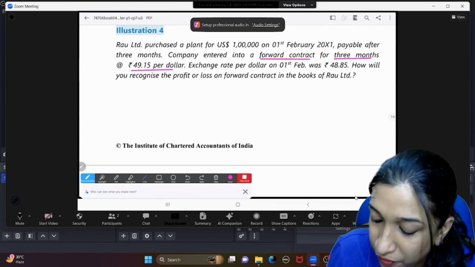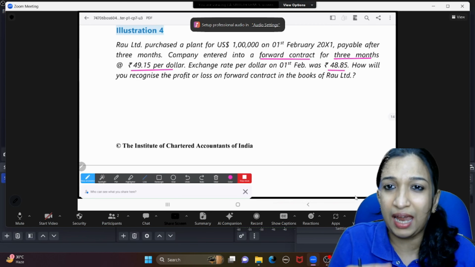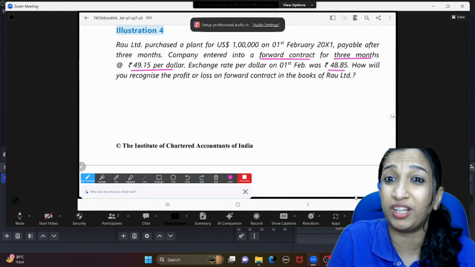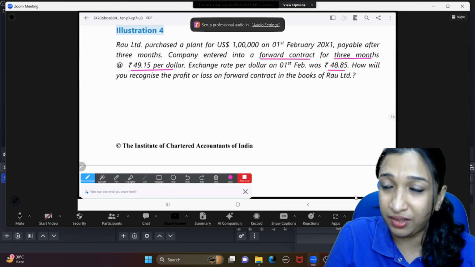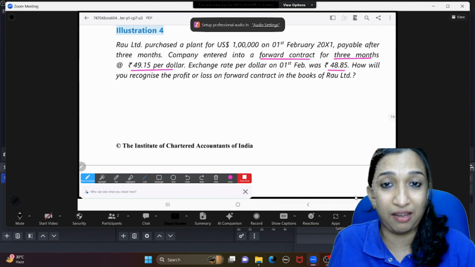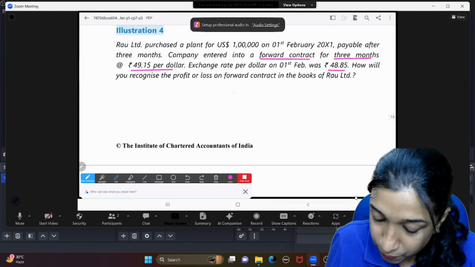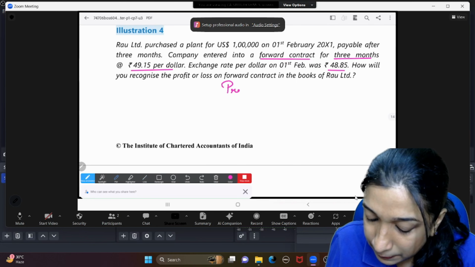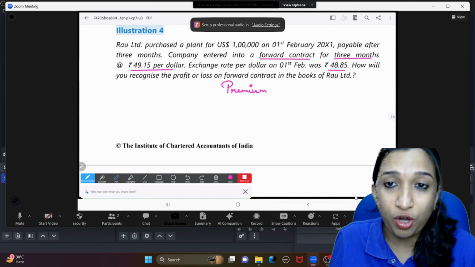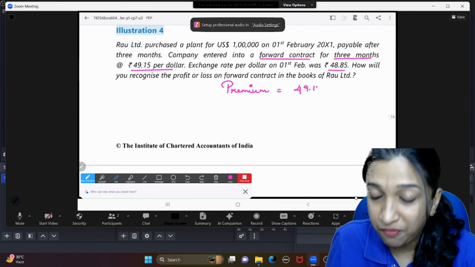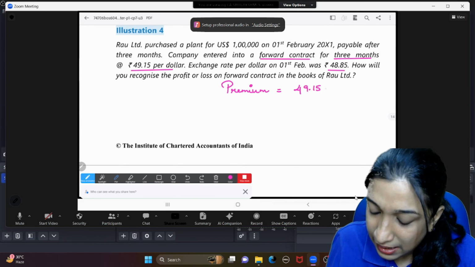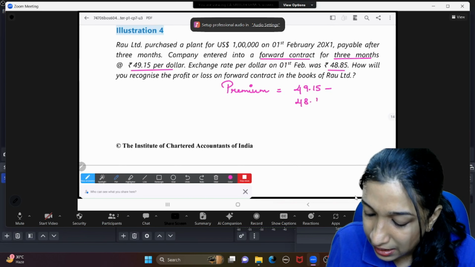Exchange rate per dollar on 1st Feb: today, if I had to settle, I need to pay only 48,85,000. Because I'm settling and buying after 3 months, I have to pay 49,15,000. So the premium of the contract is the 49.15 forward rate minus the spot rate.